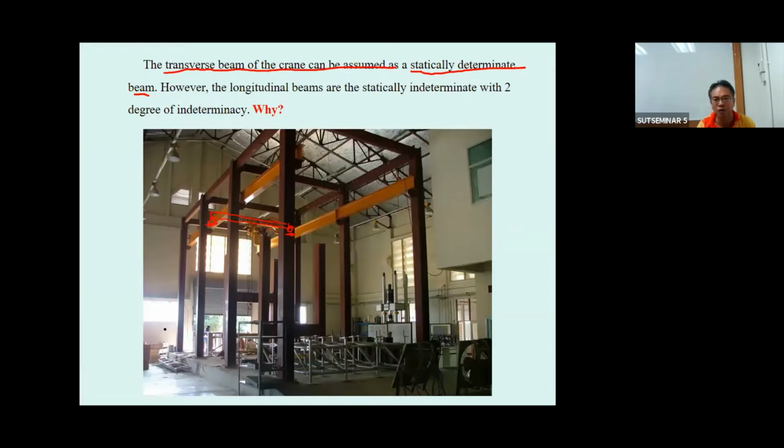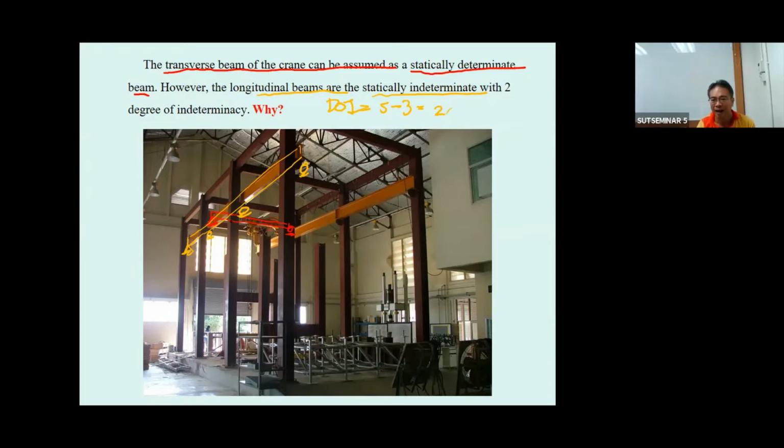However, if you take a look at this longitudinal beam, they are two of them. They are statically indeterminate with 2 degrees of indeterminacy. Why? You can assume this is pin, this is roller, this is roller, and this is roller. So degree of indeterminacy will be 2, 3, 4, and 5, minus 3 equations of equilibrium. You got this going to be the statically indeterminate beam with 2 degrees of indeterminacy.